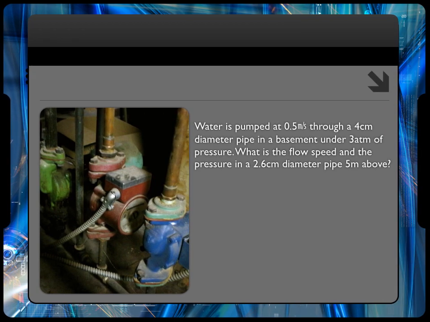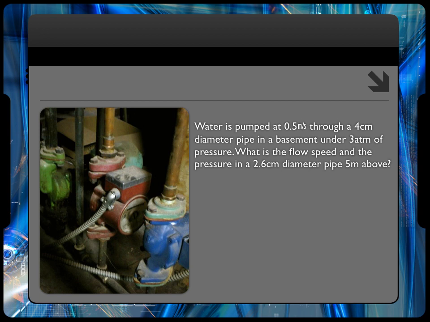Here's a sample question. I'm going to talk you through it, so make sure that you can just follow along with the algebra here. Water is pumped at 0.5 meter per second through a 4 centimeter diameter pipe in a basement under 3 atmospheres of pressure. Yes, those are the circulator pumps that were in my basement. What is the flow speed and the pressure in a 2.6 centimeter diameter pipe, 5 meters above?